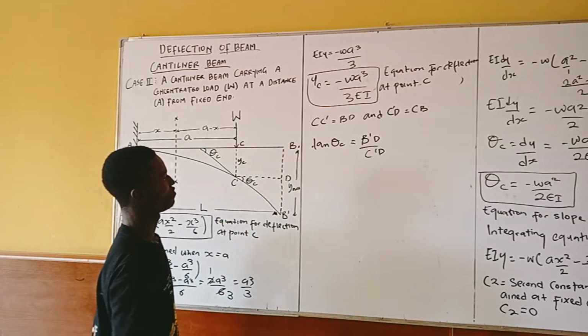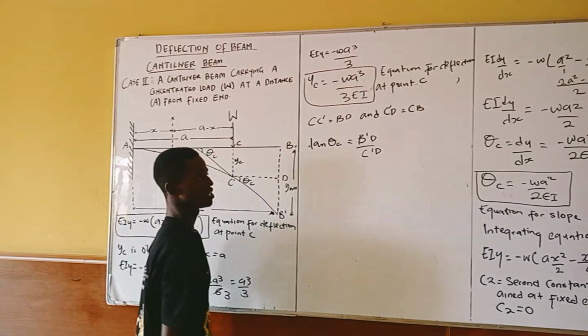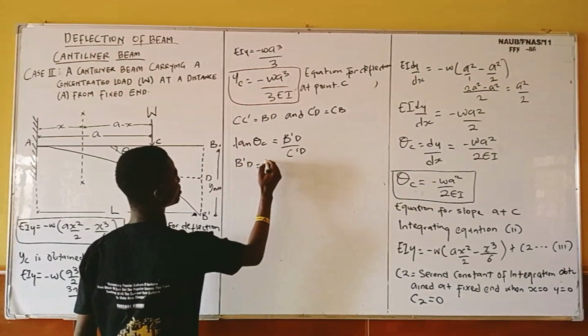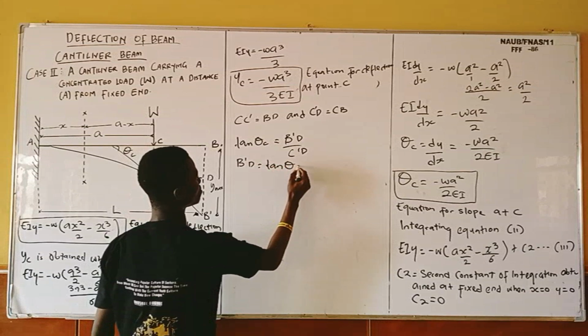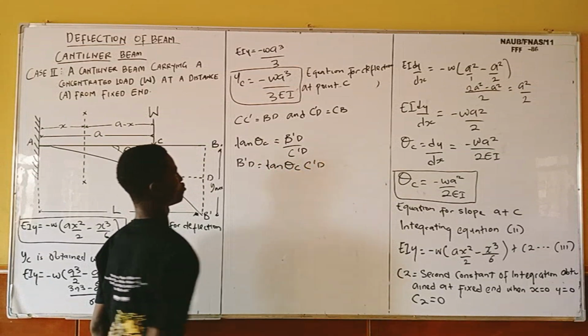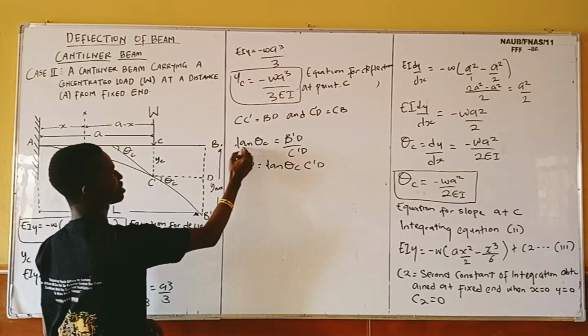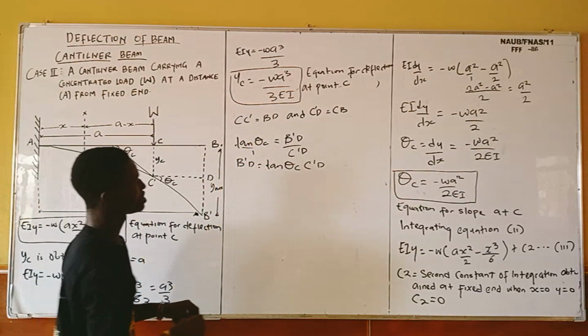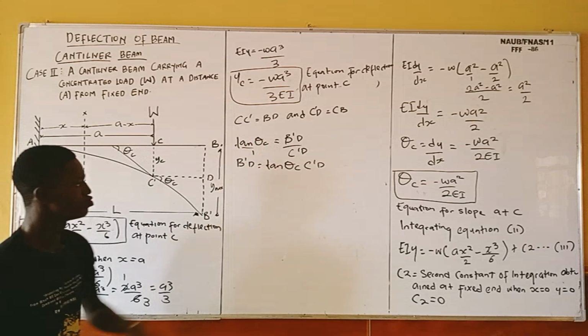We add this one to get our maximum deflection. By cross multiplying this one now, I'm going to have B prime D equals tan theta C times C prime D. So I've already cross multiplied here. This is what I did here. I made the cross multiplication. So now, in this case, since the value of what?